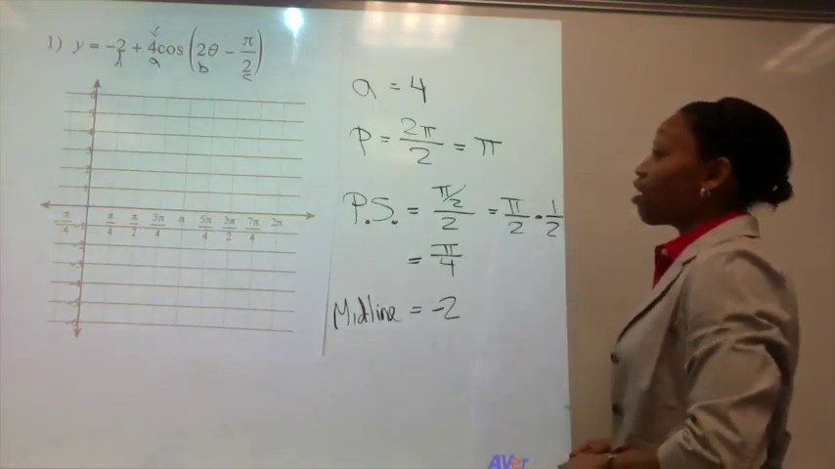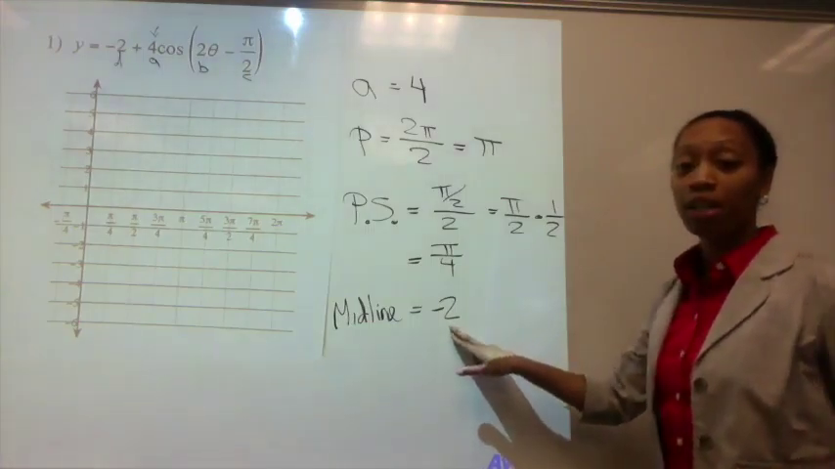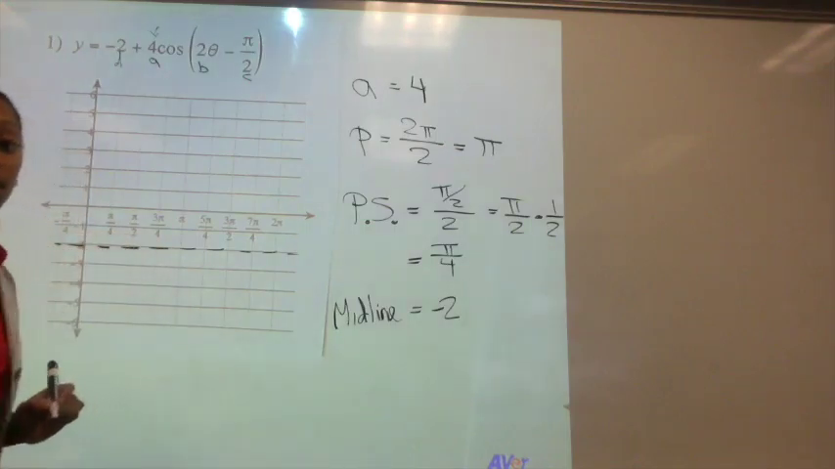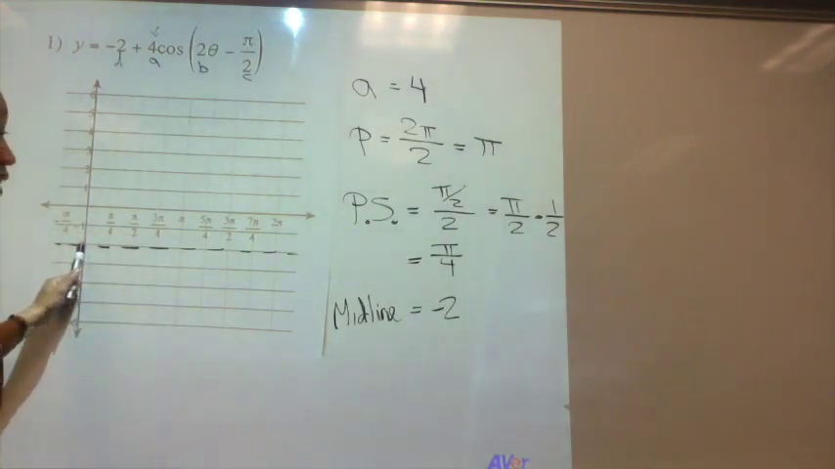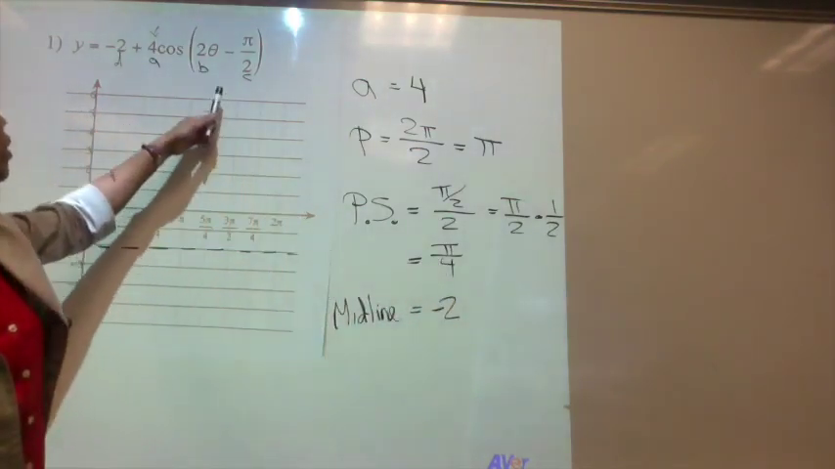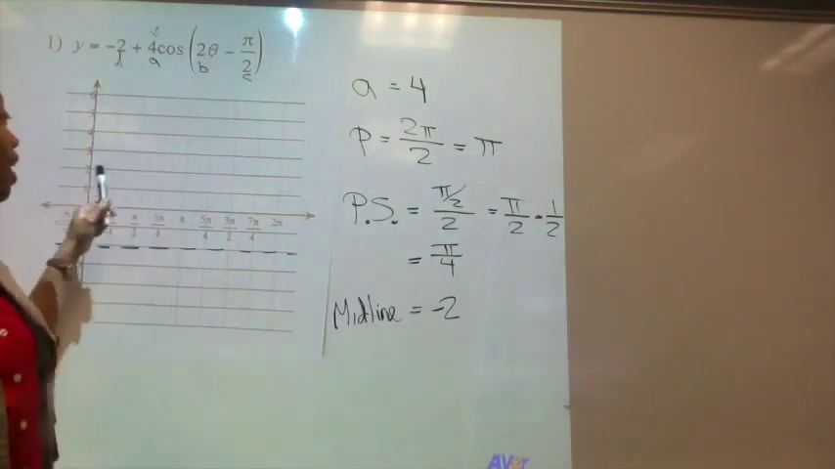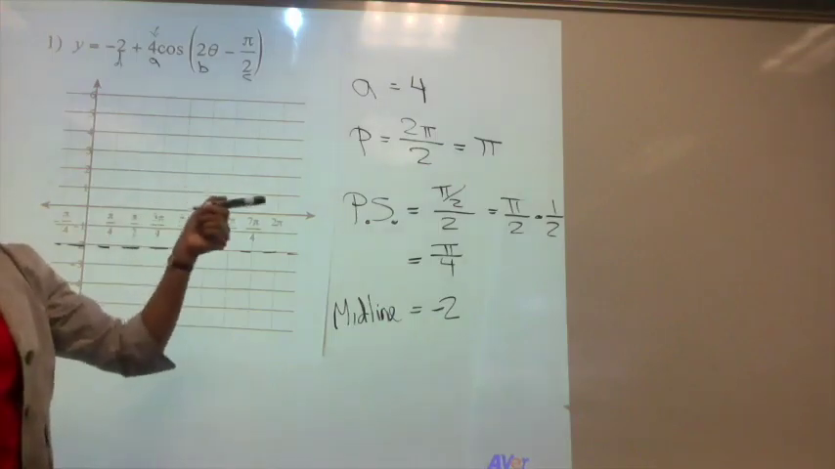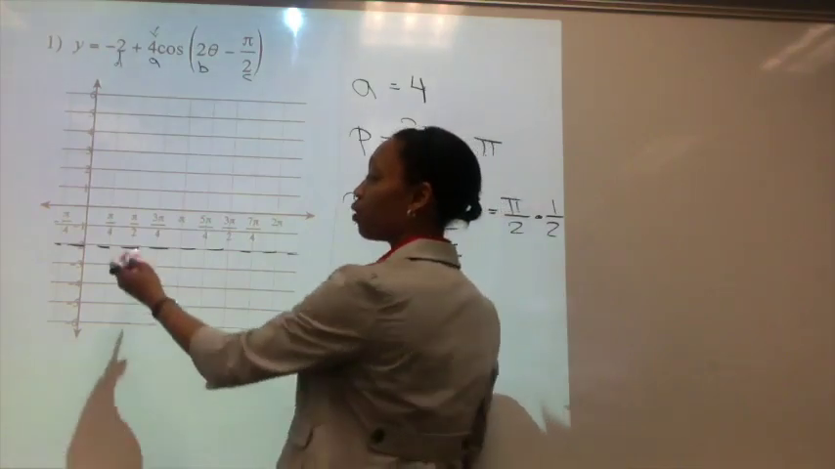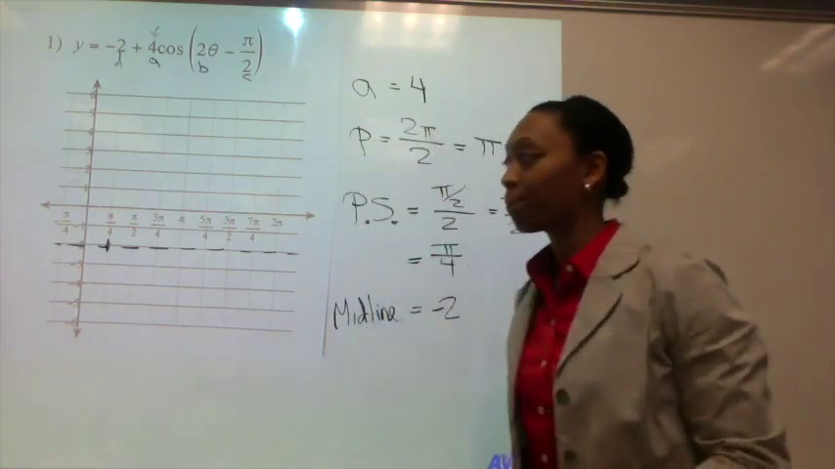All right, so now we are ready to graph it. That's everything. Let's graph it. So start by putting in our midline. Our midline is at -2. Now on this line we need to shift over pi over 4. Because it's a negative shift here, I know that I'm going to move in a positive direction. So I'm going to come this way. Pi over 4. So here's where we're starting. That's going to be our starting spot.